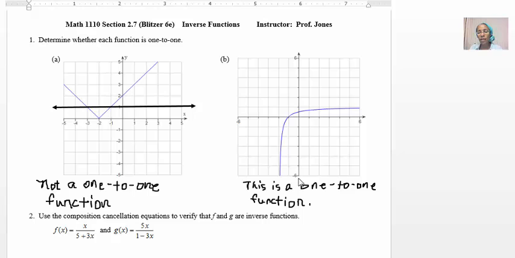Okay, so here we do have a one-to-one function on 1b. On 1a, we do not have a one-to-one function. So what this tells me is 1a could have an inverse, but that inverse is not going to be a function, whereas b has an inverse that is a function.